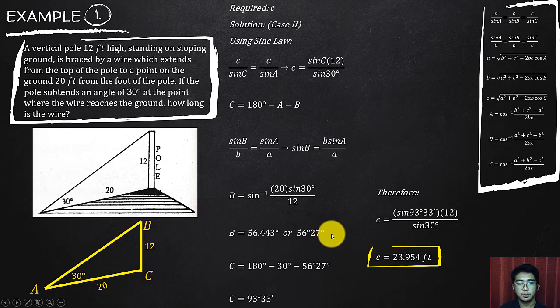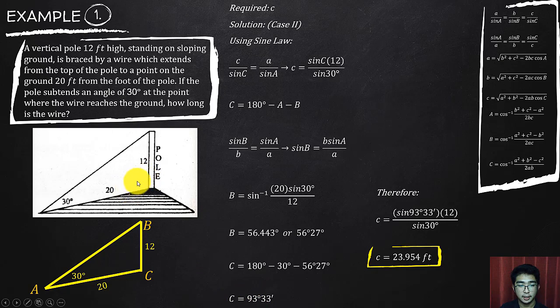Since we now have the angle for B, we can now solve for angle C. So angle C is 180 degrees minus 30 degrees minus angle B, 56 degrees 27 minutes. And it turns out angle C is 93 degrees 33 minutes. So angle C is 93 degrees 33 minutes.